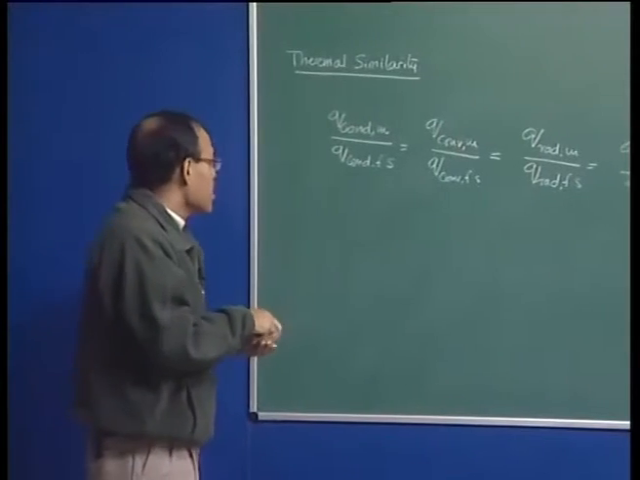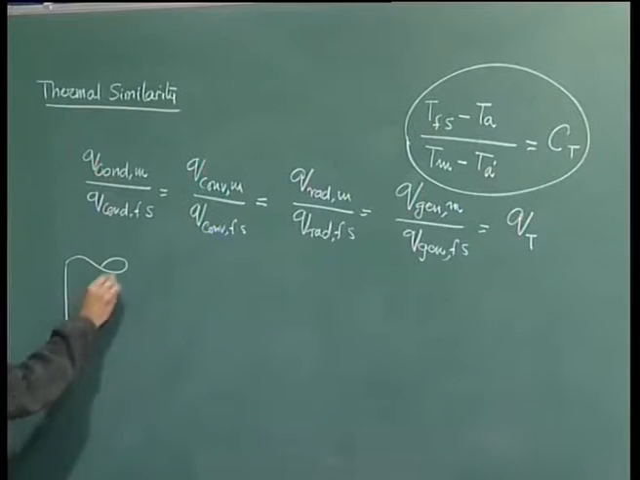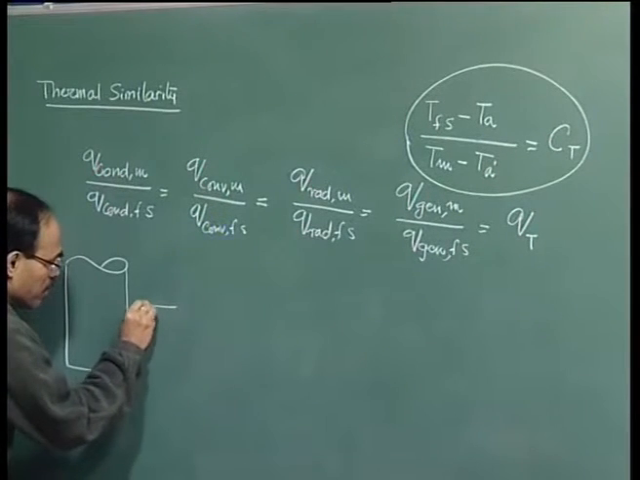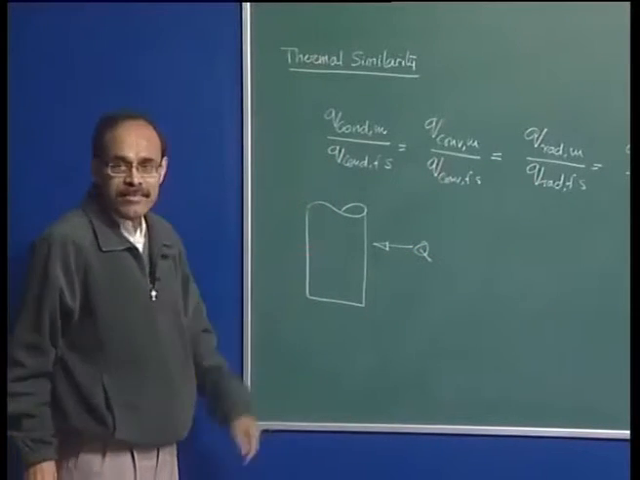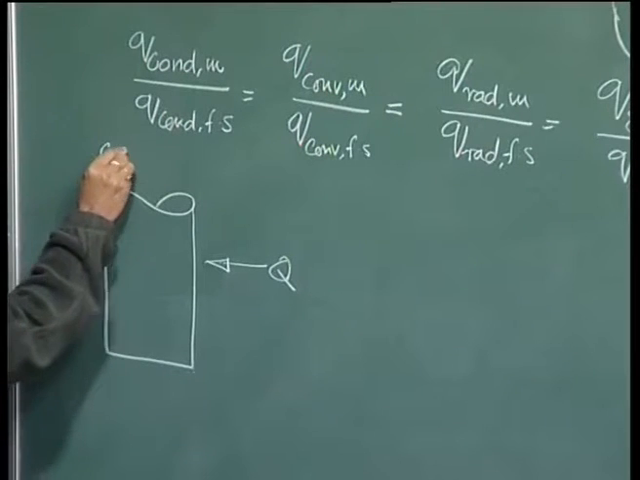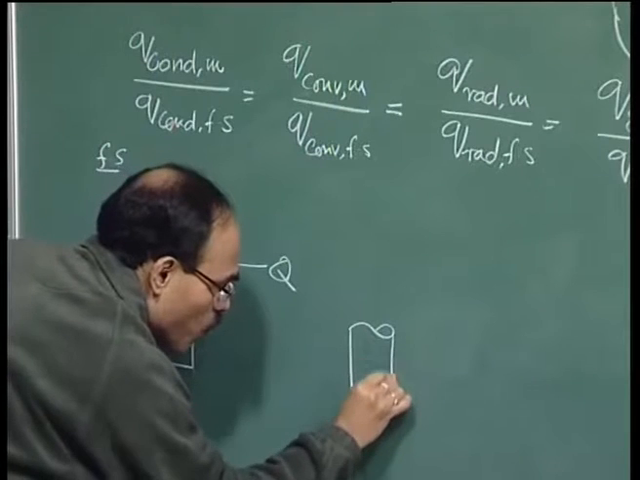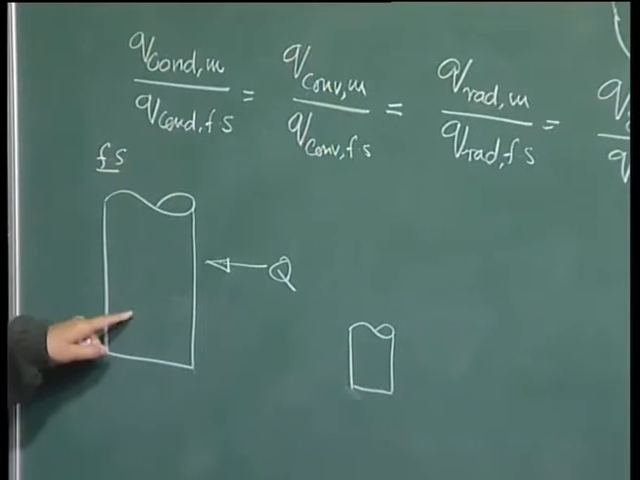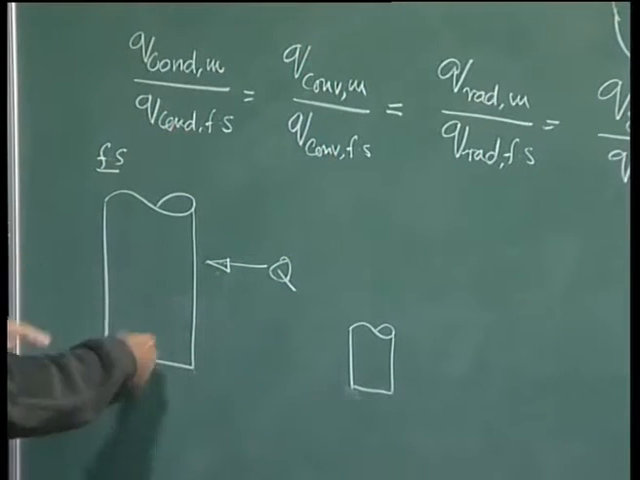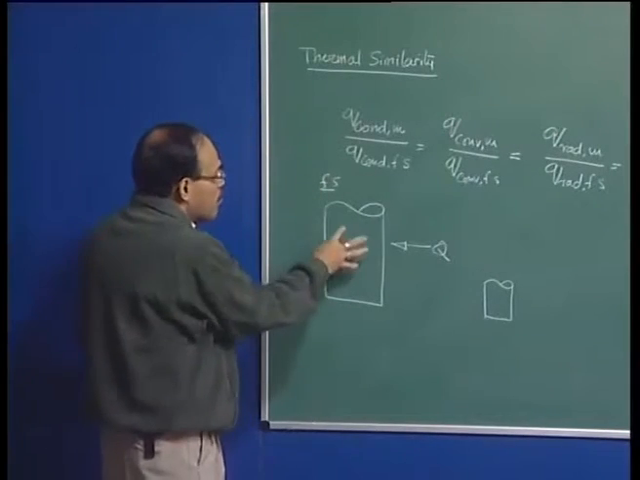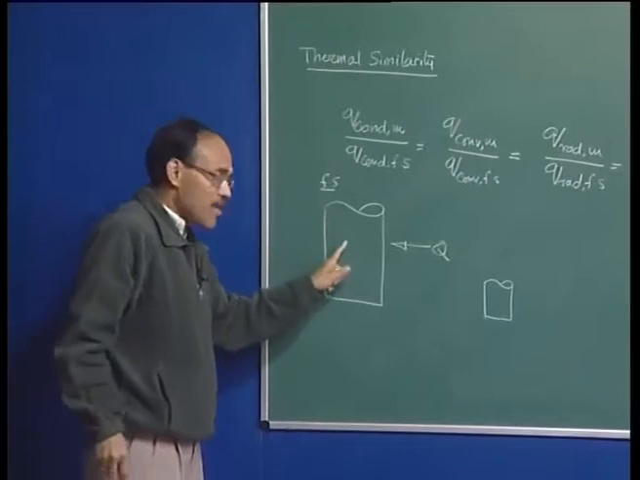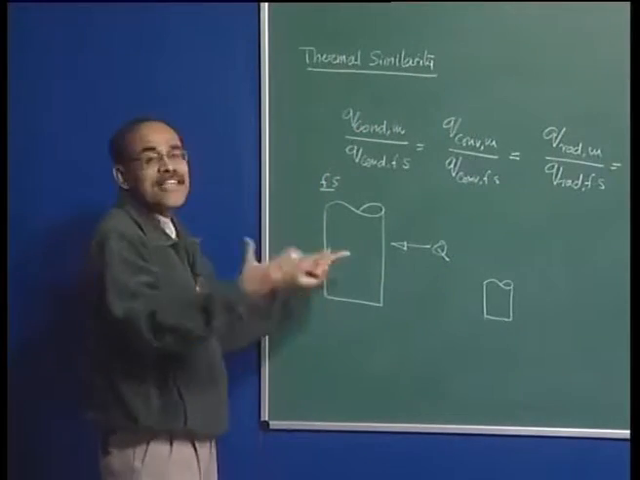For example, if I say that look, there is a cylinder, and this cylinder is subjected to some heat Q, it is being heated, and I am interested to find out the temperature here. Suppose this is my full scale system, and then I have a small scale model. This is an industrial system, I know the size of the cylinder, I know the rates at which heat is being supplied. Maybe it is contained in a furnace, exposed to 1100 or 1200 degree centigrade, whereby it is getting continuously heated up. Initially the object is at room temperature, then I put it inside the furnace and the object gets heated up.